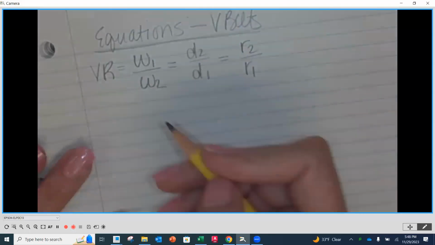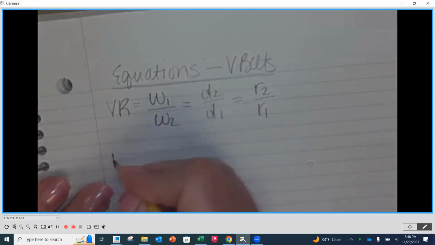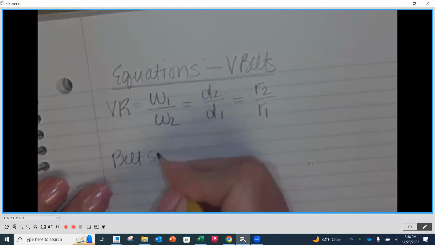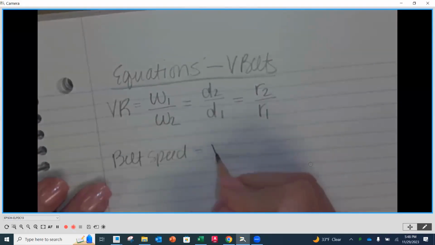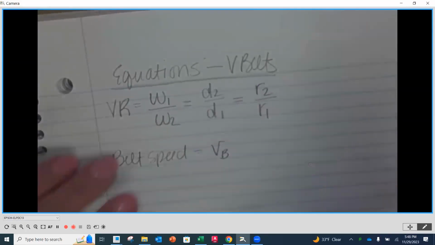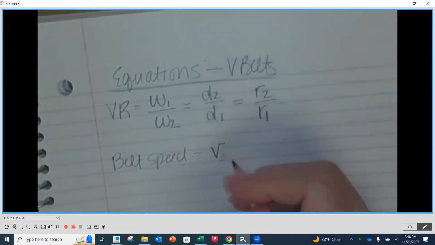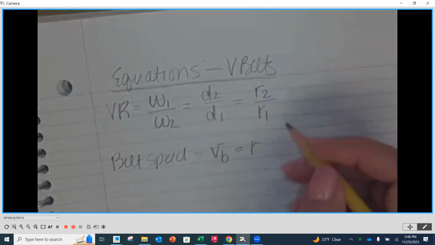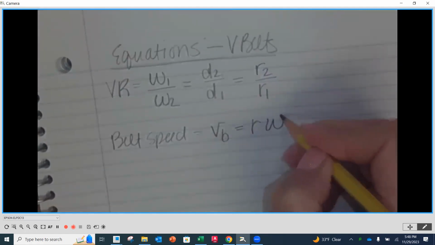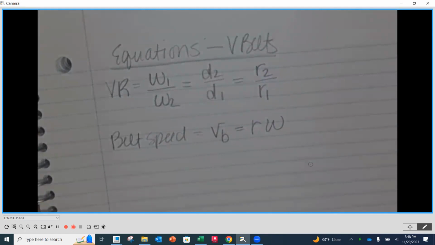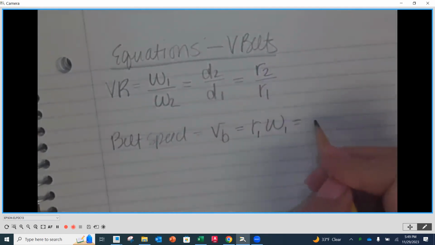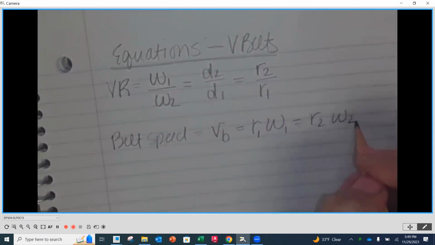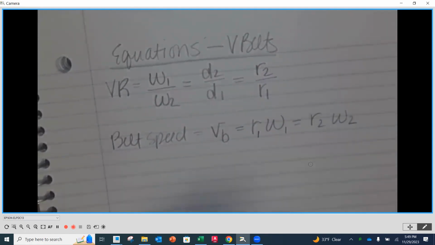So let's add that to our equation list. Whenever they ask for belt speed, that's our VB, or they're using lowercase b. I'll use that so it's consistent. It's going to be equal to the radius of that pulley times the angular velocity of that pulley. So if I'm on 1, these have to be both 1s. If I'm on 2, they both have to be 2s.